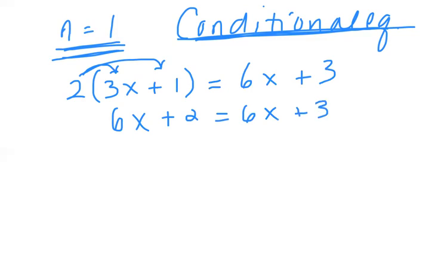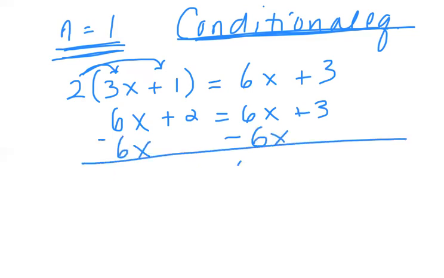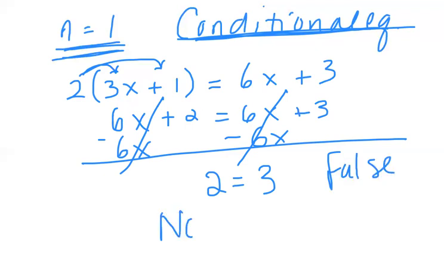Now, remember I said earlier, it's always a good idea to eliminate the variables first. Look at what happens if you subtract 6x on both sides. Notice this, guys. The variable cancels out here, leaving you with just a statement. So you need to pause and ask the question, guys. Is 2 equal to 3? Is the left side equal to the right side? Is this statement true or is it false? This statement is false. And no, the left side is not equal to the right side. No, 2 is not equal to 3.